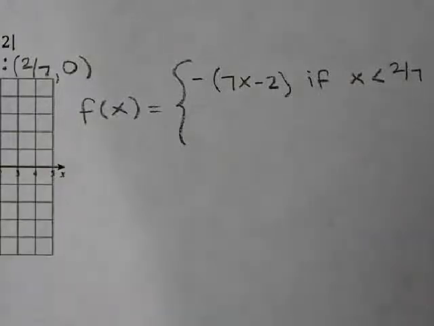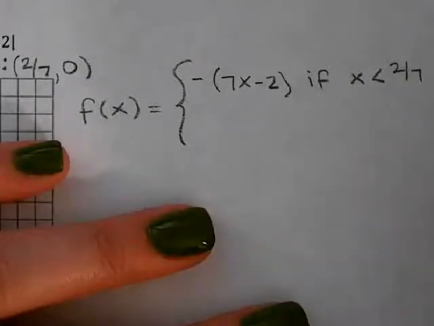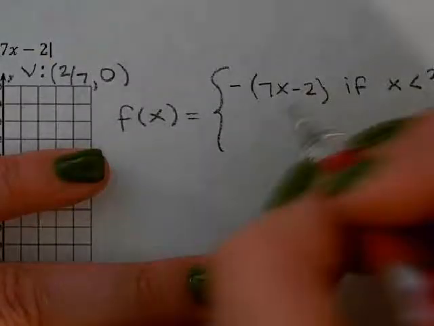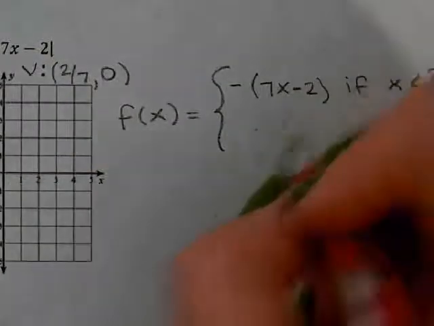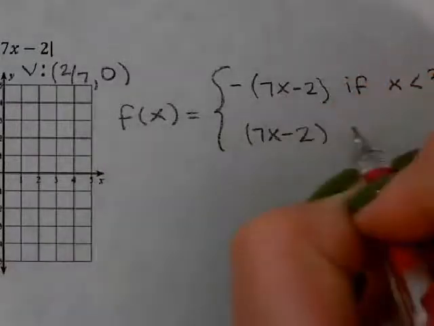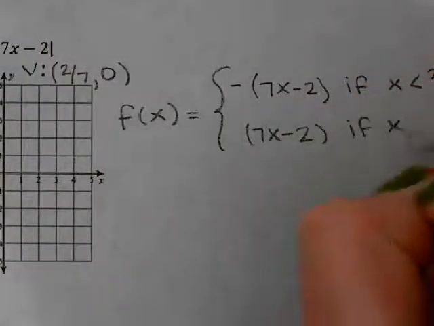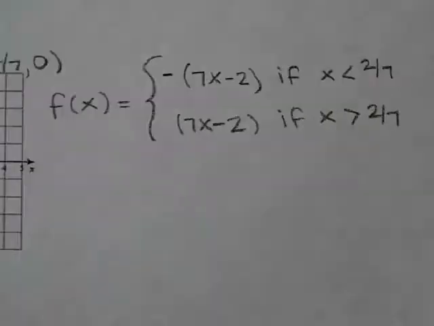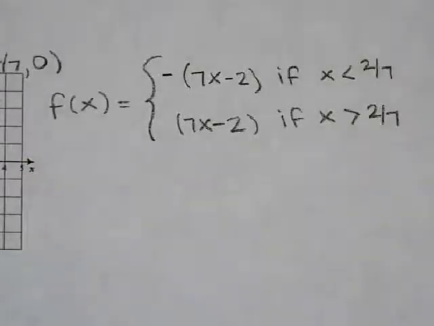The positive version. So then we will write 7x minus 2 if x is greater than 2/7. So we did the negative version with the less than, the positive version with the greater than. What am I currently missing? The line, the little line for the equal to. So which one should we put it on this time? The top.